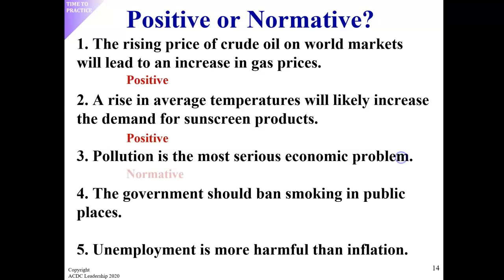So here are the statements and how they would be classified. Go back and look at the definitions of positive and normative and make sure that how these statements are classified makes sense to you.